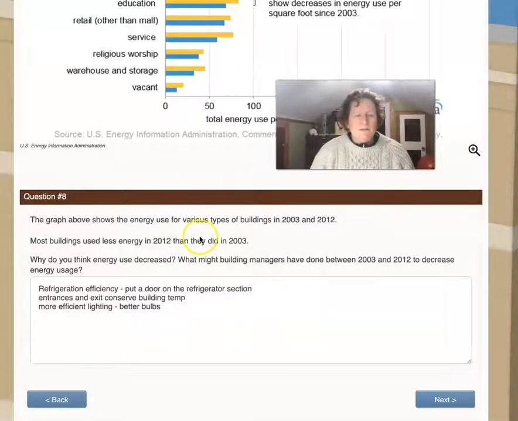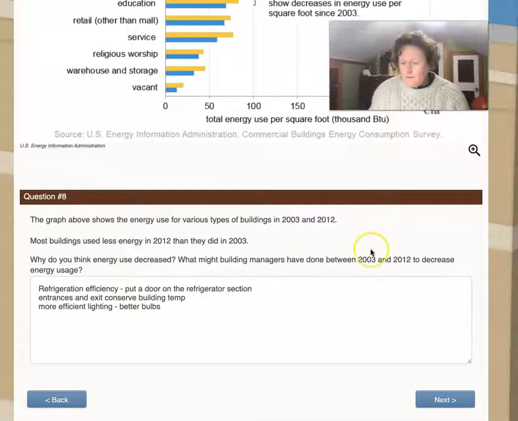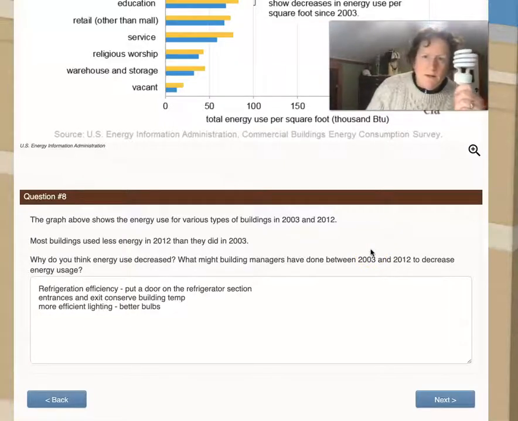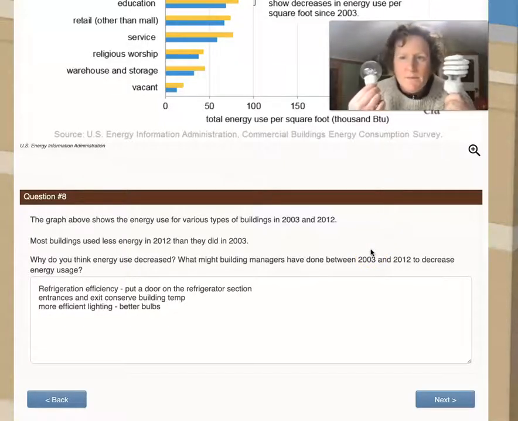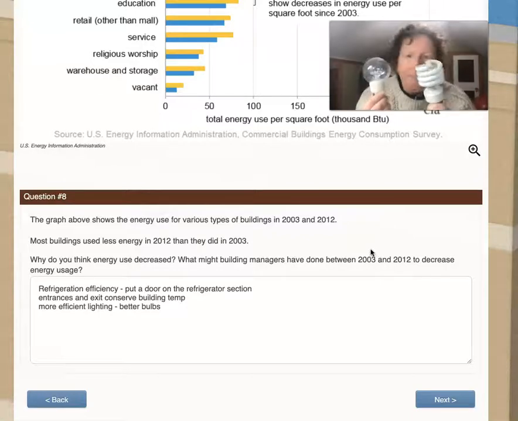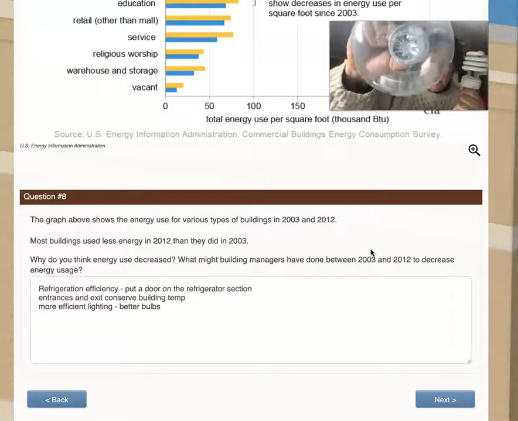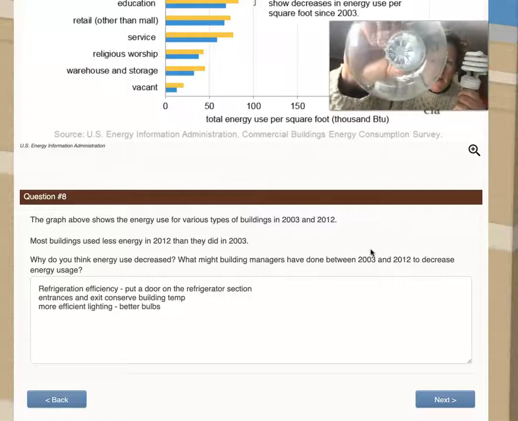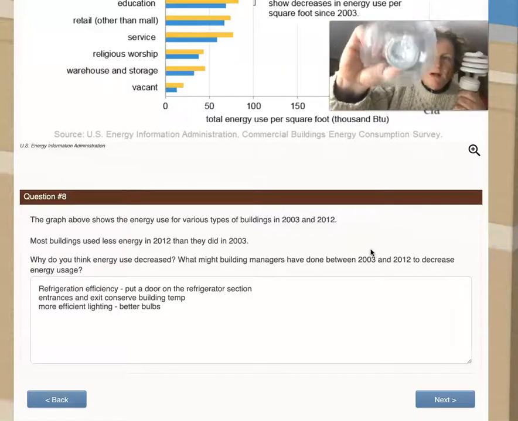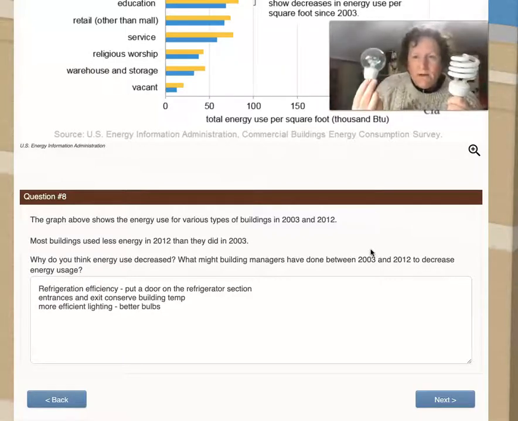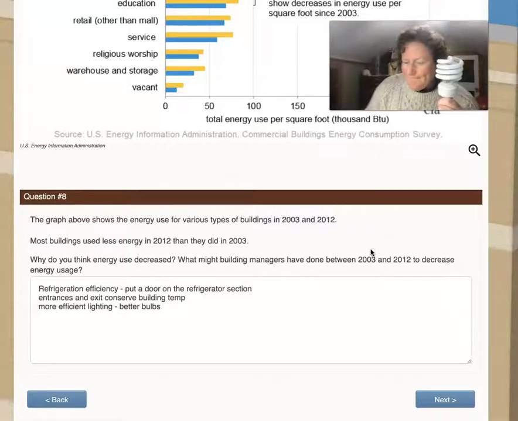Most buildings actually use less energy in 2012 than they did in 2003. One of the things that businesses have done is they put in different light bulbs. So an incandescent light bulb has a wire in the middle of it. You've probably seen one. This is an LED bulb. It's got kind of a big crystal down in there, and there's a light emitting diode in there. It uses much less energy than a regular light bulb, and it's brighter.